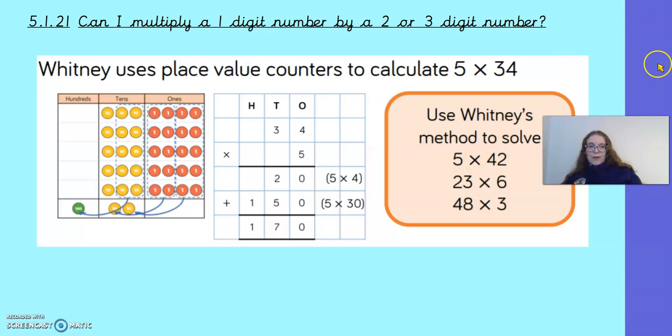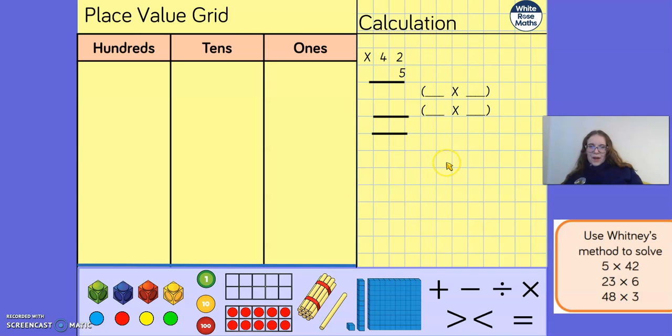Let's see if we can have a go ourselves. Okay, we are going to focus on the calculation 42 times 5, or 5 times 42. And I've got my place value grid and I've got my place value counters down here for us to have a go. So we're going to do exactly what Whitney did, and we're going to split up our calculation. So I'm going to start by doing 5 times 2, which is nice and simple. I know 5 times 2 is 10, so I'm going to grab 10 ones here.